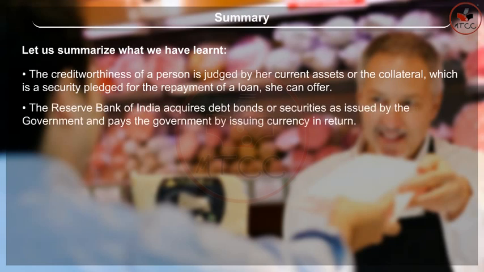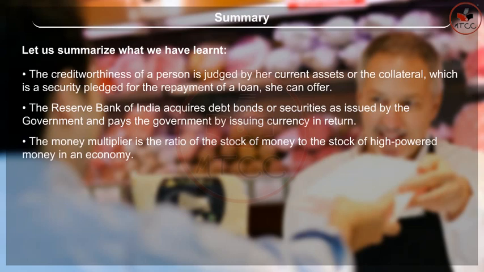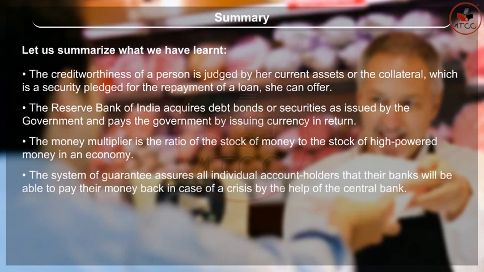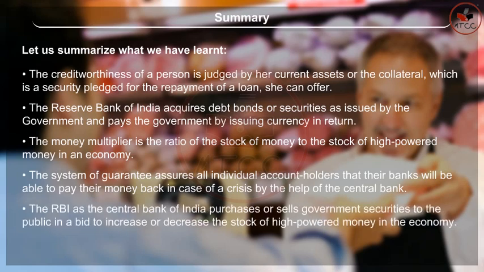The Reserve Bank of India acquires debt bonds or securities as issued by the government and pays the government by issuing currency in return. The money multiplier is the ratio of the stock of money to the stock of high-powered money in an economy. The system of guarantee assures all individual account holders that their banks will be able to pay their money back in case of a crisis with the help of the central bank. The RBI, as the Central Bank of India, purchases or sells government securities to the public in a bid to increase or decrease the stock of high-powered money in the economy.